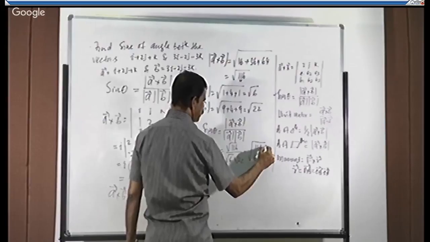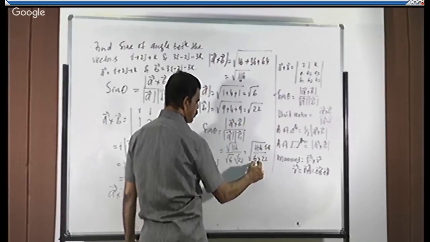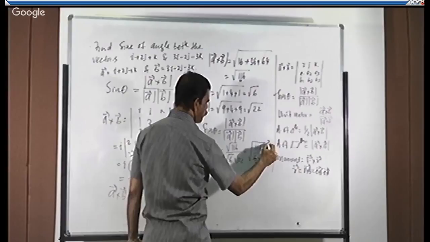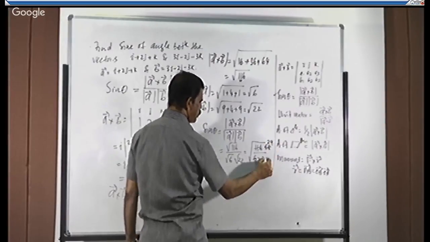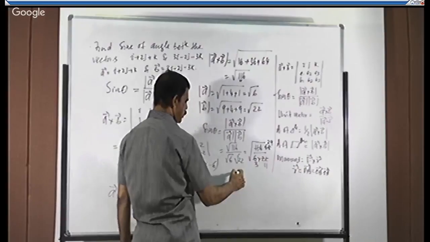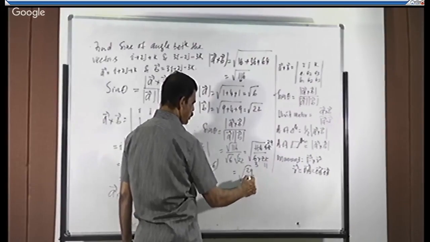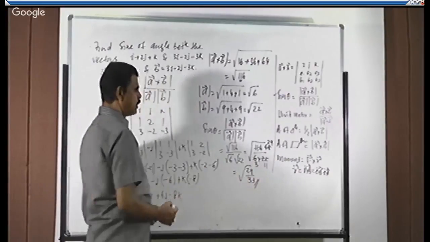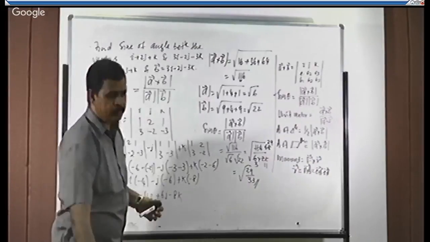2 5s are 10, 2 8s are 16, 2 3s are... Again, we can cancel it by 2. 2 2s are 4, 1 remains, 2 9s are 18. That is 11. That is equal to root of 29 divided by 11 into 3, 33. So if it further cancels, you cancel it. Otherwise, you write the same thing.